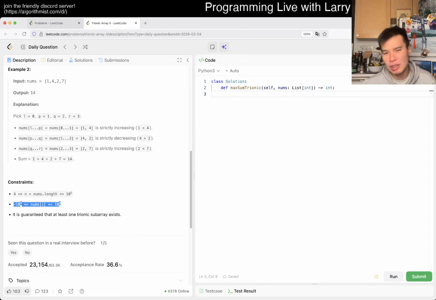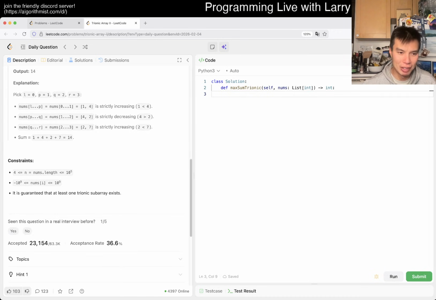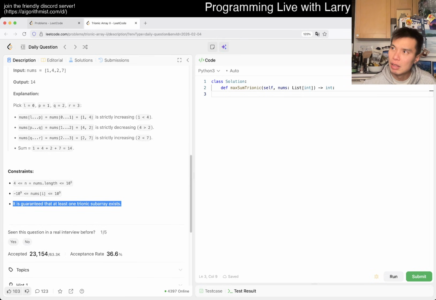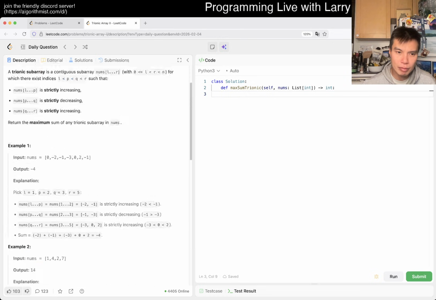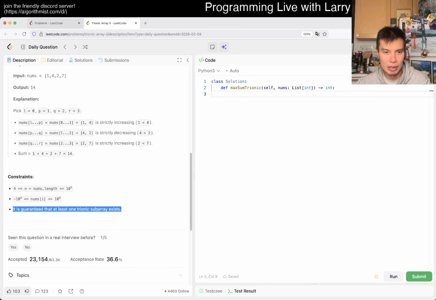Nothing based on the numbers, though. This part, in theory, you could renormalize, but it doesn't help, because you're doing the sum. Renormalizing doesn't really make sense, or coordinate compression, maybe, depending on how you want to say it. This one is interesting in that at least one exists, so we should be able to find one, right? If there's one, then there is one, right?